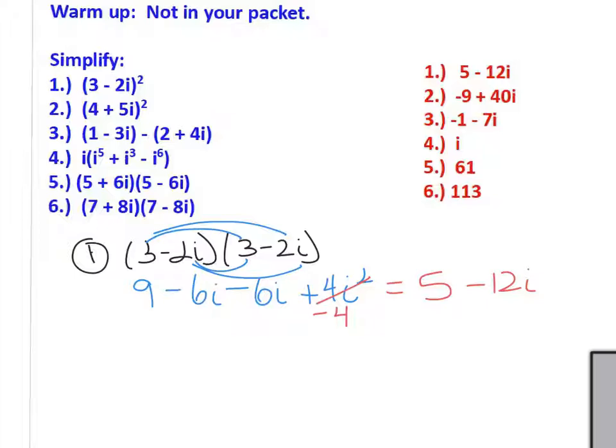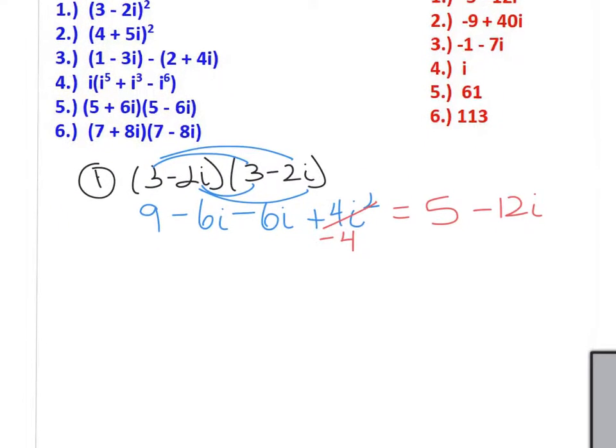Same thing works for number 2. Write it out, multiply times itself. For 3, do not make the mistake of not distributing the negative. It's still a subtraction problem or an addition problem. It does not turn to multiplication. When you distribute the negative, then we would add or subtract to combine like terms. So 1 minus 2 is -1, and then -3i minus 4i is -7i.